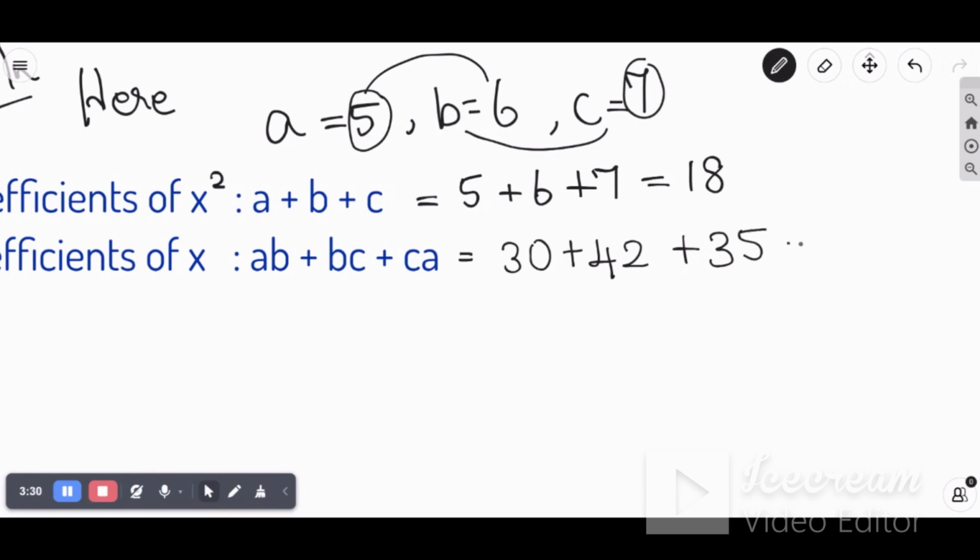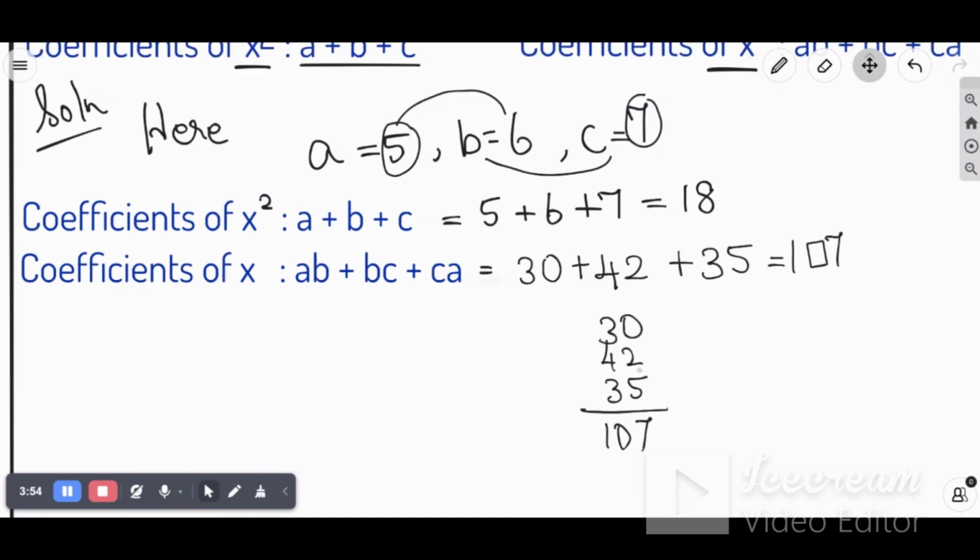So now this is equal to 30 plus 42 plus 35. You have to add everything together. Let me write it down: 30 plus 42 plus 35. Since everything is a positive sign, you don't have to worry, just add it together. That will be 107. Now the coefficient of x is nothing but 107.